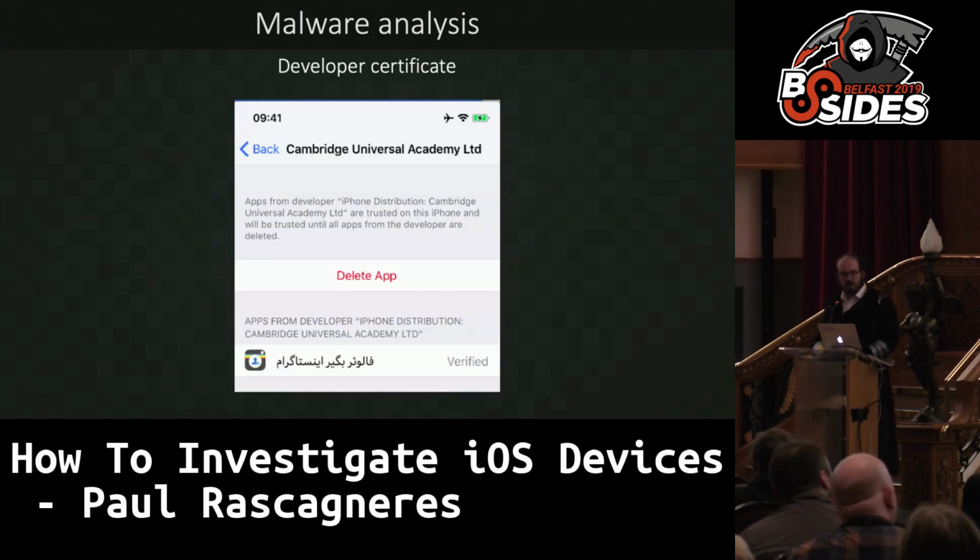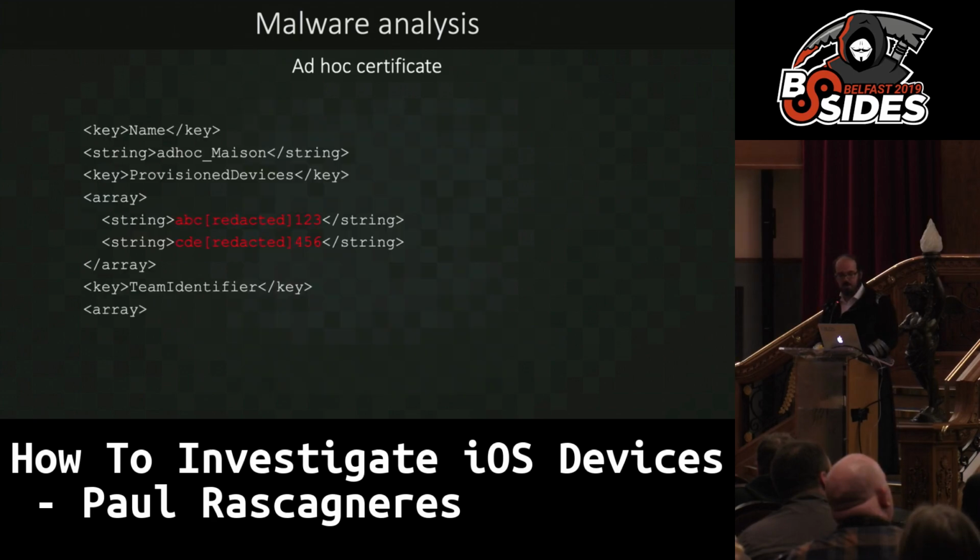Yeah, there is an example of a developer certificate named Cambridge Universal Academy, and it installs a fake Instagram application in Arabic language. So it's an example of a certificate. If you look at the Arabic Instagram application here, you can see it's an ad hoc, and you have the UID of the targeted devices.